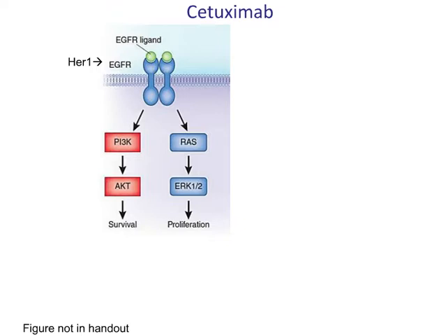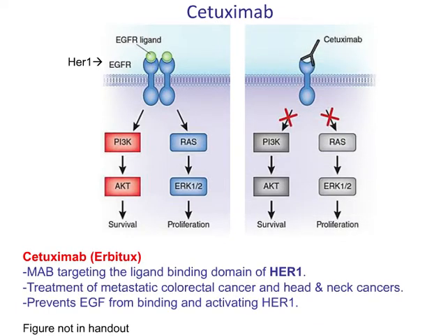A monoclonal antibody called Cetuximab has been developed to target overexpression of the HER1 receptor in cancers. Binding of this monoclonal antibody to the extracellular domain of HER1 receptor prevents EGF from binding and stimulating cell proliferation. In some cases, binding of the monoclonal antibody will induce cell death pathways that will cause the cancer cells to undergo apoptosis.